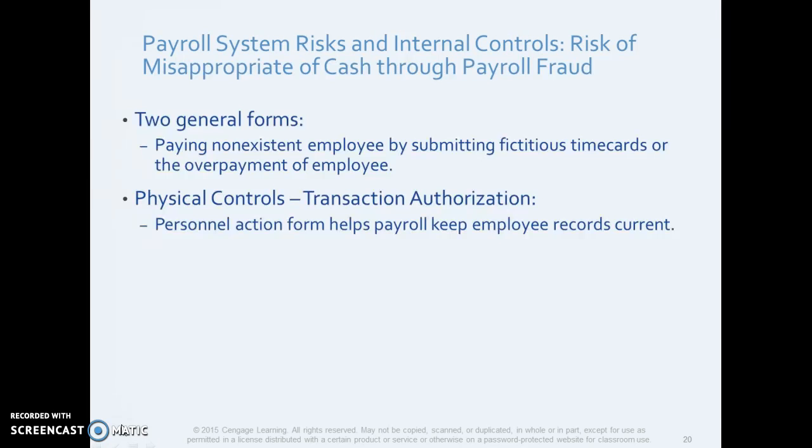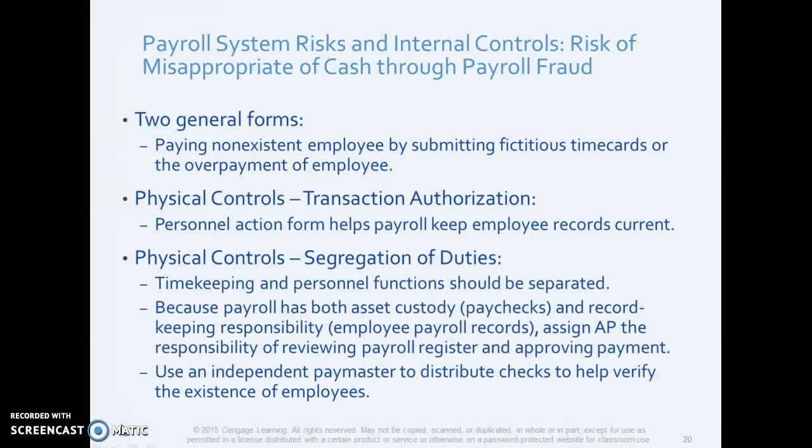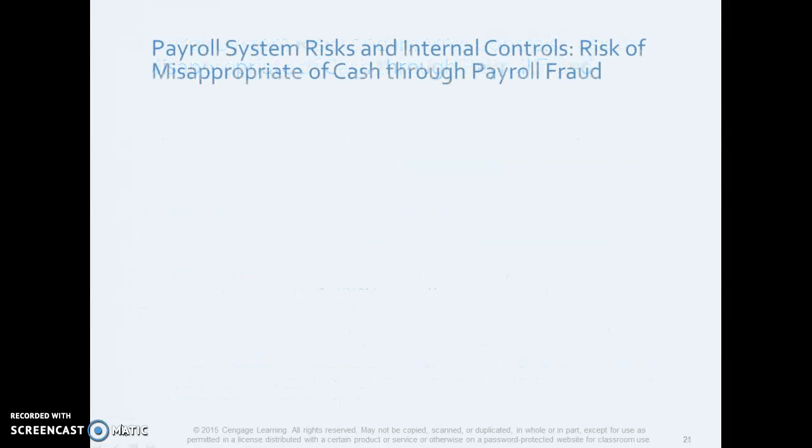Physical controls. A personal action form helps payroll keep employee records current. So, segregation of duty. This is what we've always been talking about. Timekeeping and personnel functions should be separated. Because payroll has asset custody and record keeping responsibility, assign the AP the responsibility of reviewing the payroll register and approving the payment. Use an independent paymaster to distribute checks to help verify the existence of employees.